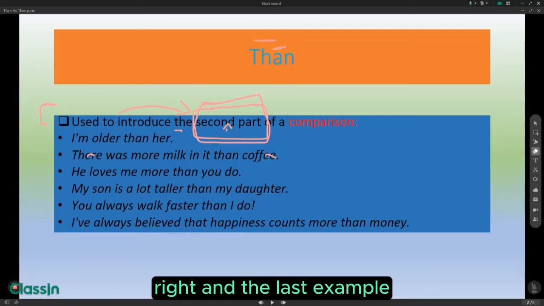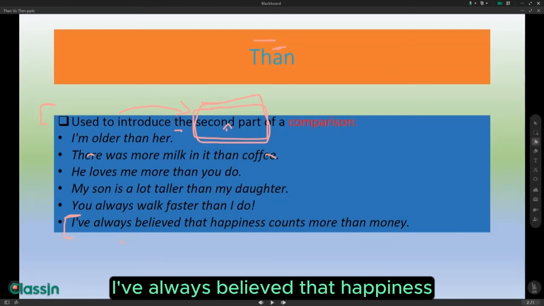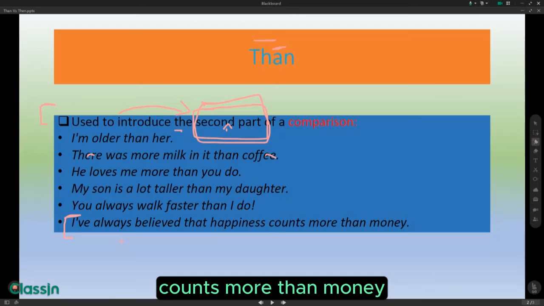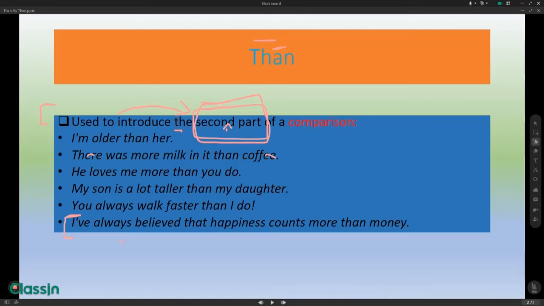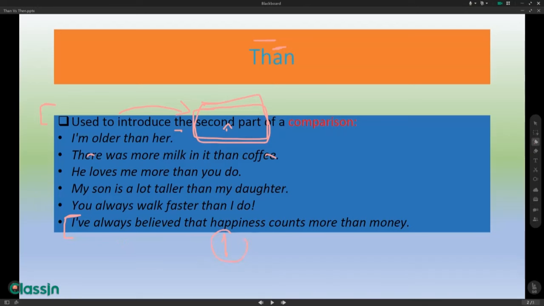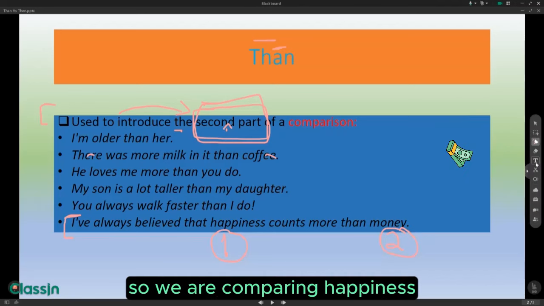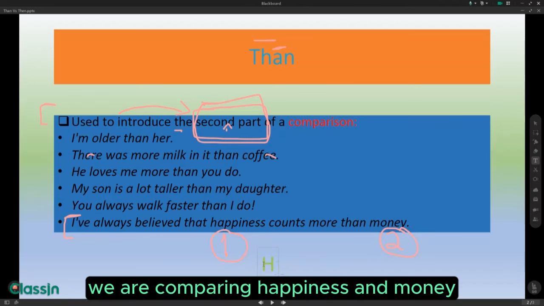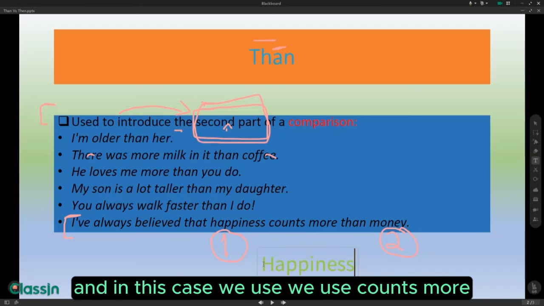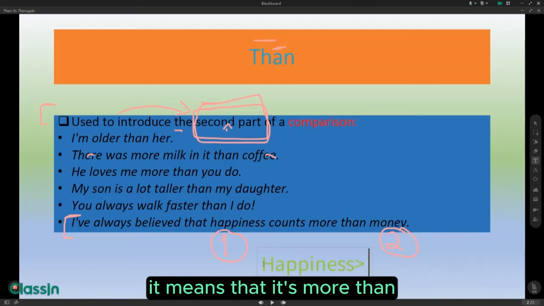Right. And the last example, let's have a look at the last example. I've always believed that happiness counts more than money. In this case here, we are comparing happiness to money. So we are comparing happiness and money. And in this case, we used "counts more". If it counts more, it means that it's more than.